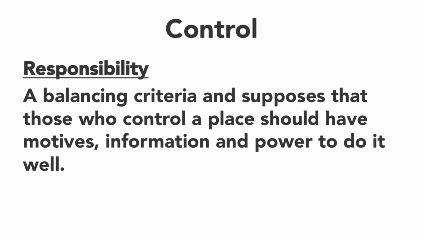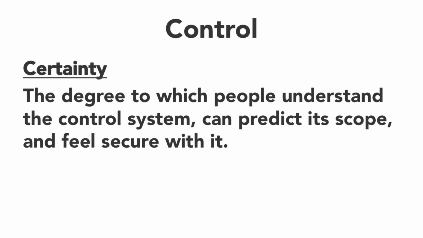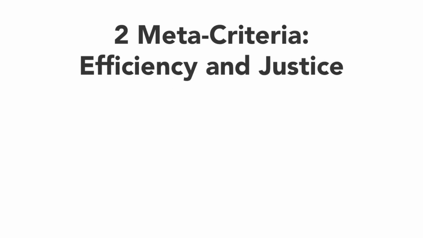Responsibility is a balancing criteria and supposes that those who control a place should have motives, information, and power to do it well. And certainty is the degree to which people understand the control system, can predict its scope, and feel secure with it. Which brings us to Lynch's two meta-criteria of efficiency and justice, which operate on the five performance dimensions just described.